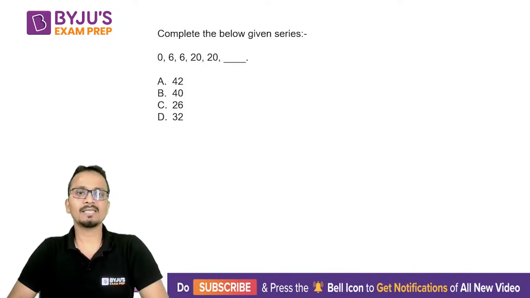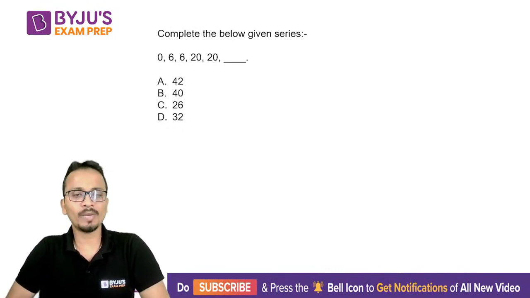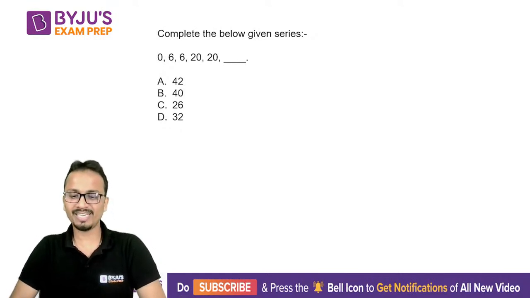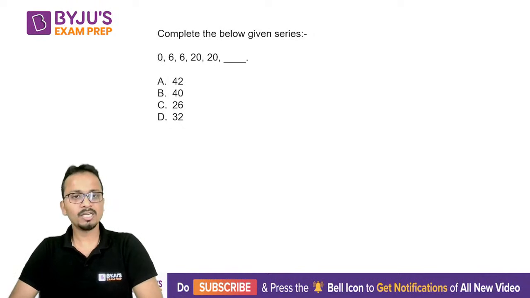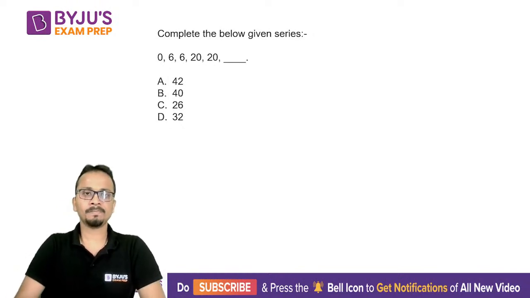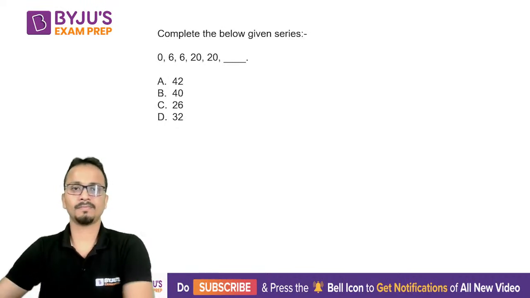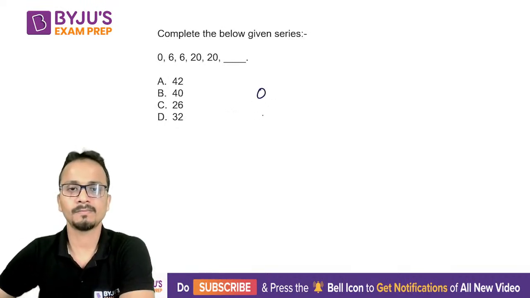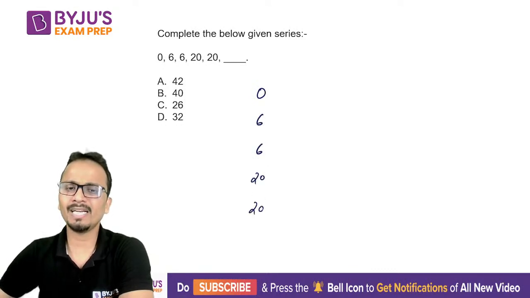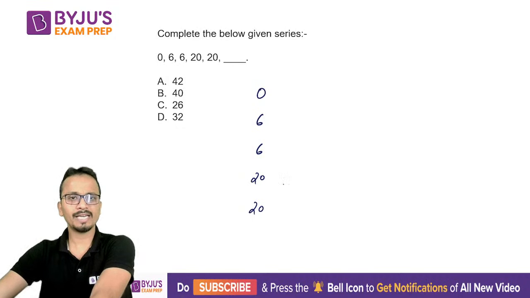0, 6, 6, 20, 20. Now this is tricky. This one is very tricky. So please look at it very carefully. Now it is a little difficult to find the correct logic here.